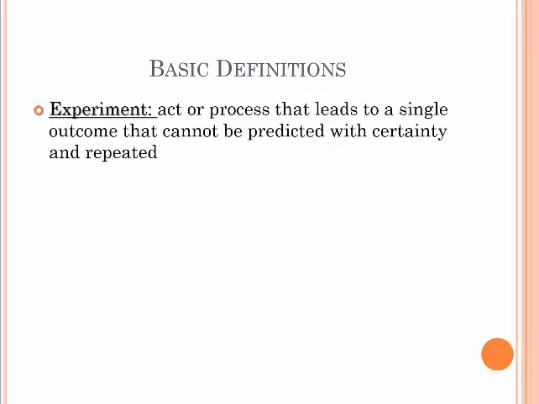The first thing is that in probability we're going to perform an experiment. An experiment is an act or process that leads to a single outcome that cannot be predicted with certainty and can be repeated. So an experiment has uncertain results, so you don't know what's going to happen, but it's immediately repeatable, so you can do the action again.